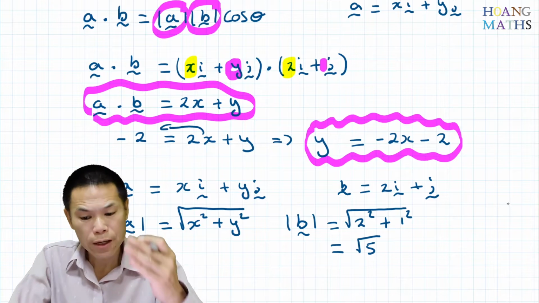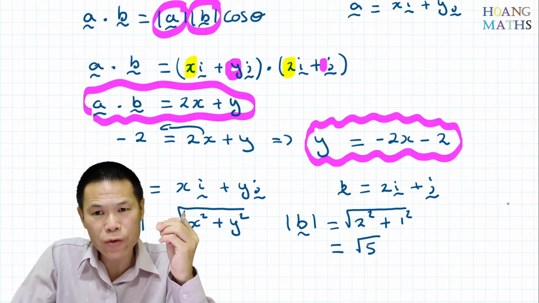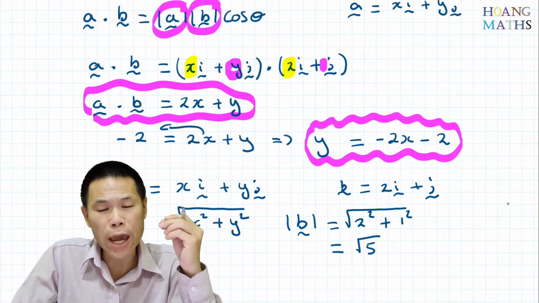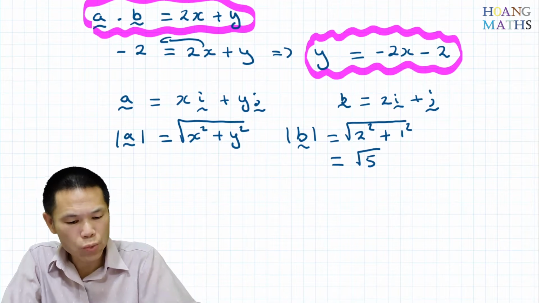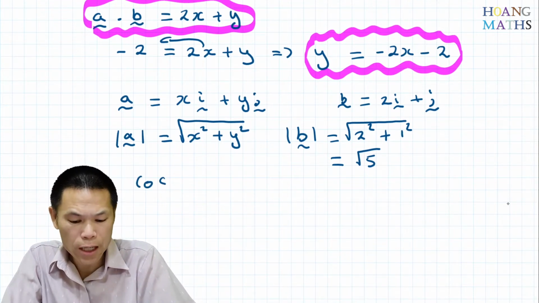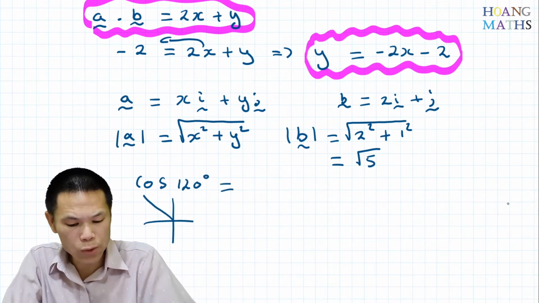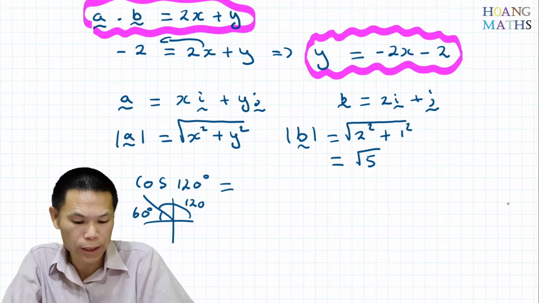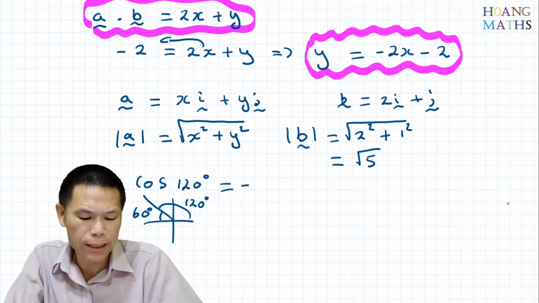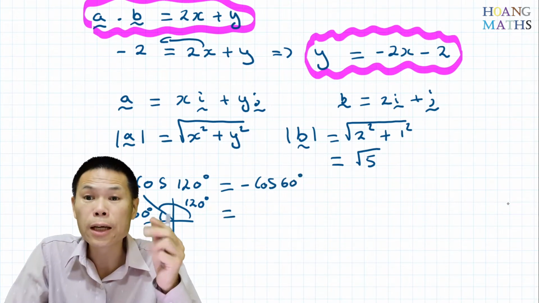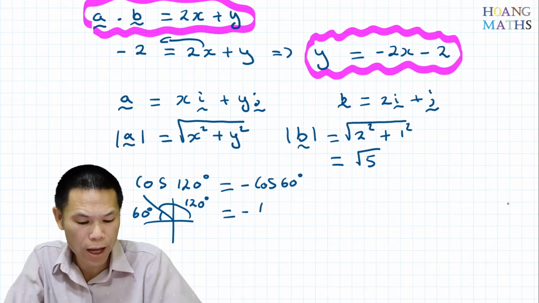So now we have A dot B, we have the magnitude of A, we have the magnitude of B, and we know the angle between the two vectors is 120 degrees. So let me just work this out. cos of theta, which is cos of 120. Now 120 is in this quadrant, so the reference angle is 60 degrees. In this quadrant, cos is negative, so that is exactly the same as negative cos of the reference angle, 60 degrees. cos of 60 degrees is a half, so that means negative a half.